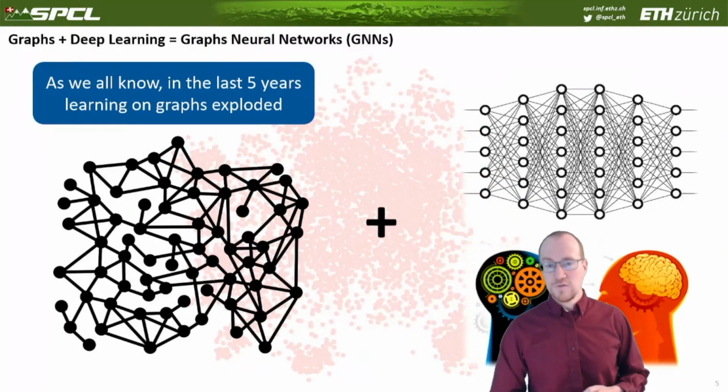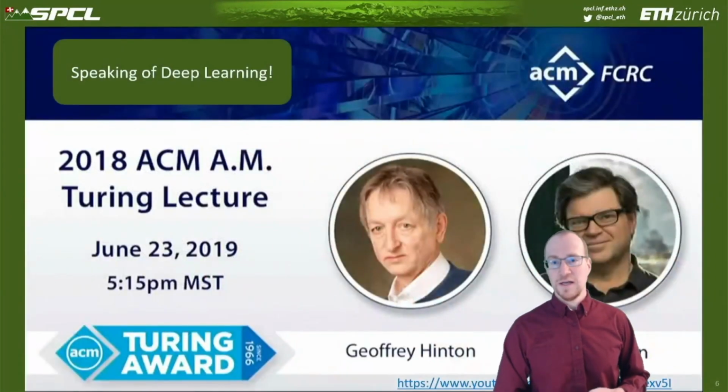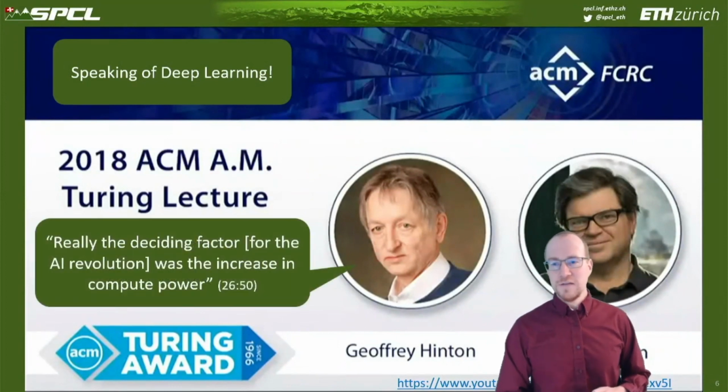And learning on graphs has been a very trendy field the last couple of years, as we know. So this is something that we should get into and understand how to do processing. Because, as Geoffrey Hinton mentioned in his part of the 2018 Turing lecture, really the deciding factor of the AI or deep learning revolution was the increase in compute power.